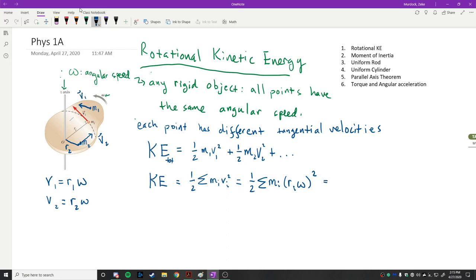And then I can reorganize this a little bit here. So it's going to be 1/2 the sum over mi ri squared. And then omega is really not part of the sum because it's the same for every object. So just like the 1/2 that I could pull out of the sum, we can also pull the omega squared out of the sum as well. So we get that.